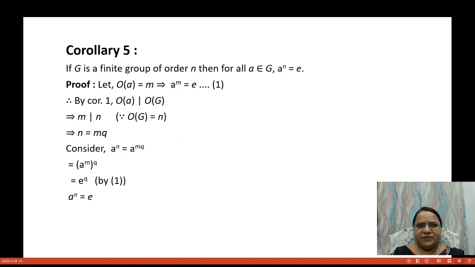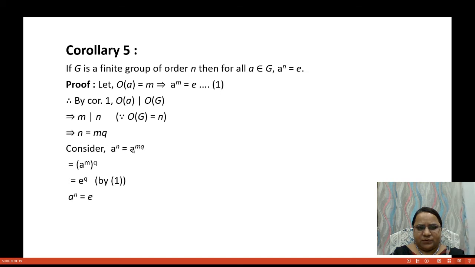Corollary 5. If G is a finite group of order n, then for all a belongs to G, a raised to n is equal to e. Let the order of a be, suppose, m, which means a raised to m is equal to e, calling this 1. Using corollary 1 again, the order of a divides the order of G, so m divides n. The order of G is n here, so n is equal to mq.